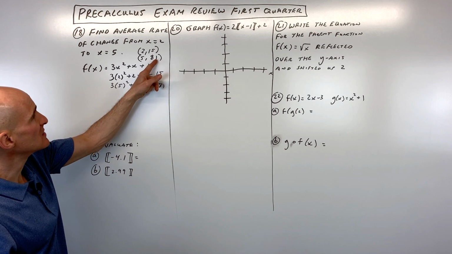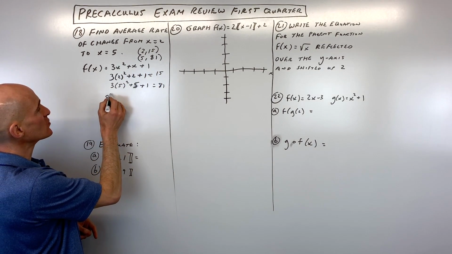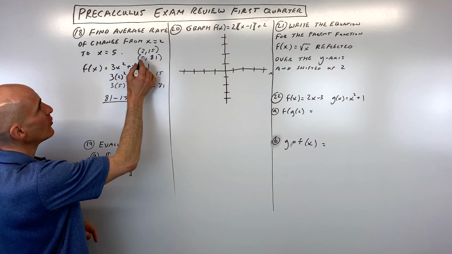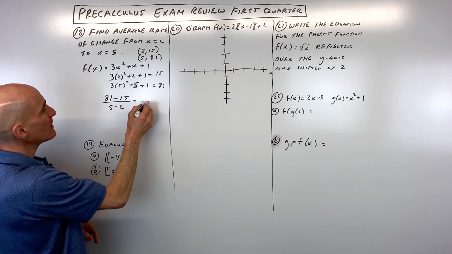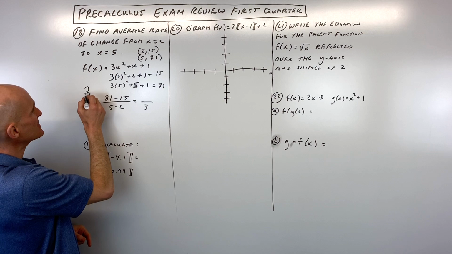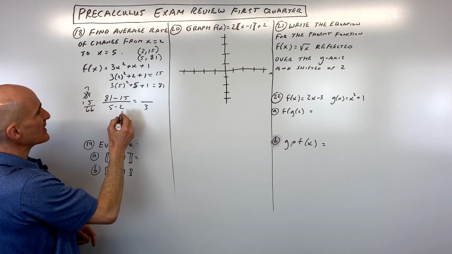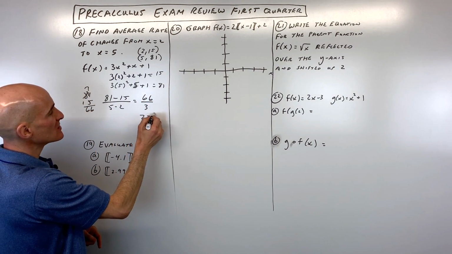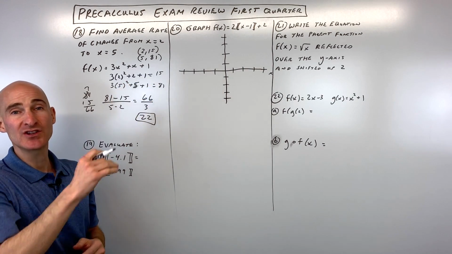And remember, the slope is the difference in the y's over the difference in the x's. So we have 81 minus 15 over 5 minus 2. And so this comes out to, let's see, 81 minus 15. What is that? 7, 11, 6. Yeah, so 66 divided by 3, which is a rate of change or a slope of 22.